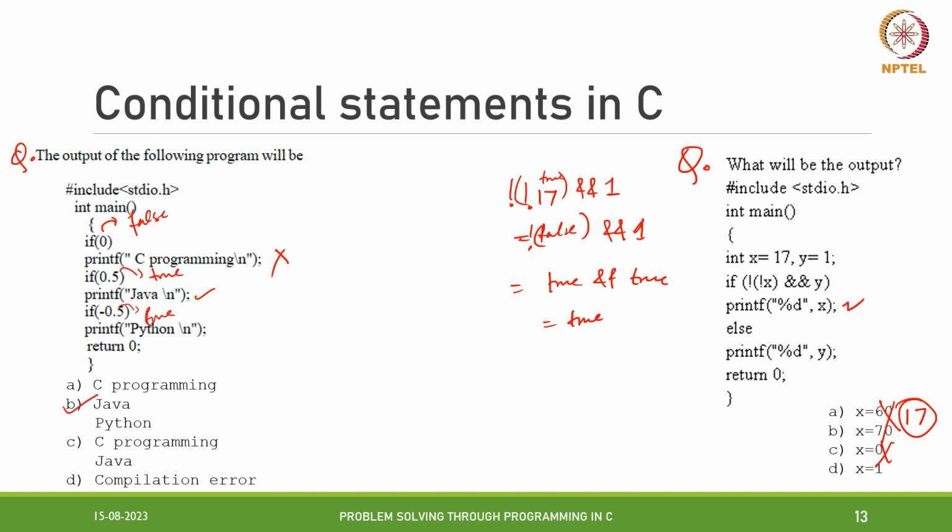Sir, those statements are called simple if statements, right? Yes, you could call it a simple if statement.